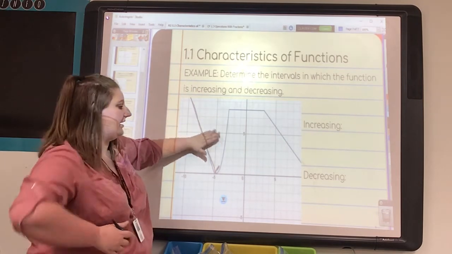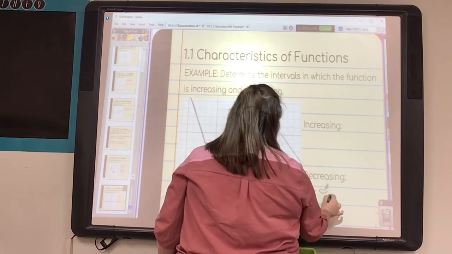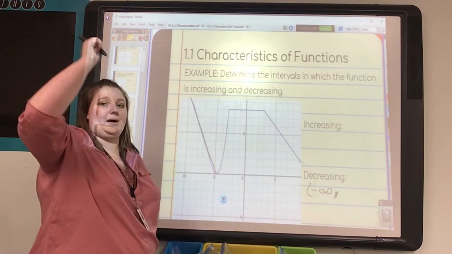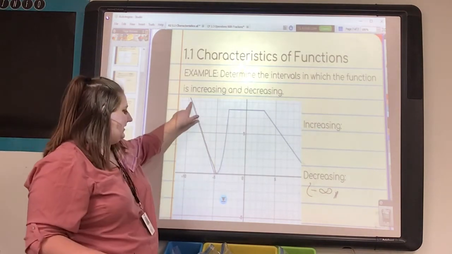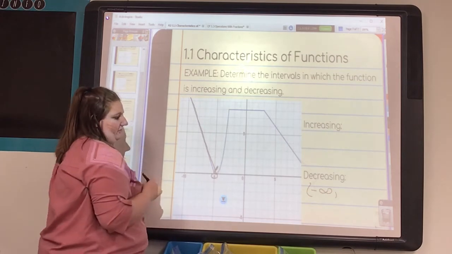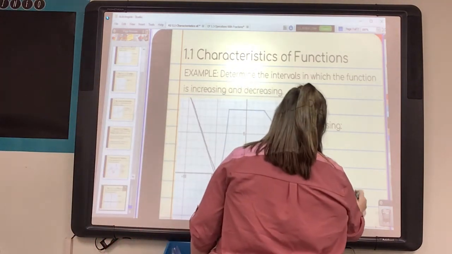So because of that, when we talk about the decreasing interval, we're going to say we started back at negative infinity. So it started decreasing all the way back at negative infinity, and then it comes down to this point right here, which is negative 5. So from negative infinity to negative 5, we are decreasing.